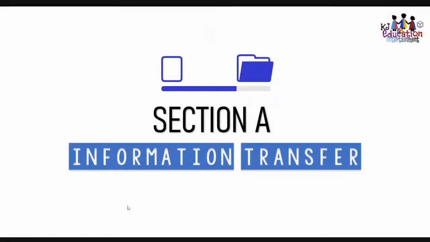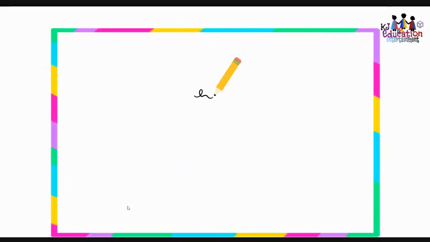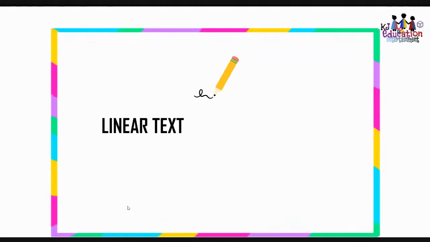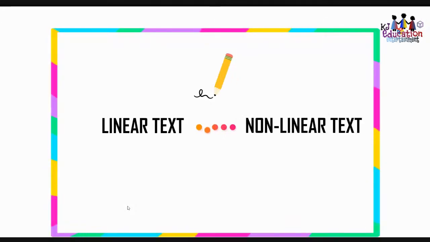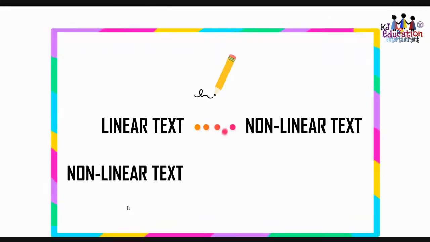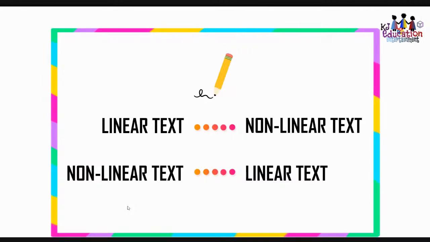All right. So we'll be looking into section A, information transfer. Now, as you know, this section is in your paper 2. This is the first part. Now, the first thing that you need to know is when it comes to information transfer, there are two options. It's either you transfer from a linear text to a non-linear text, or from a non-linear text to a linear text.